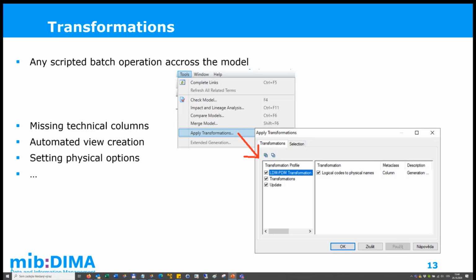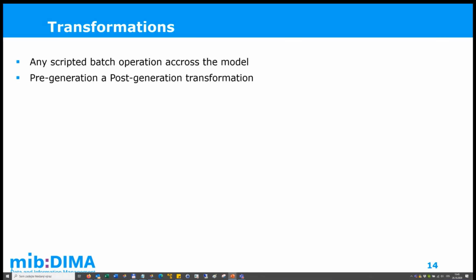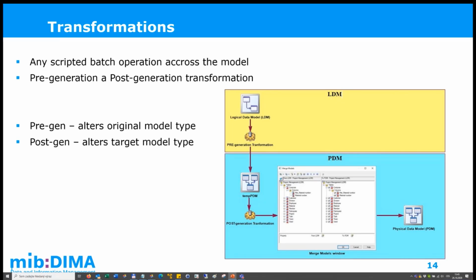My example will show you the second option, how you can apply transformations, and I believe it is not so widely known, and I believe that all of you who are using both logical and physical data models will appreciate this knowledge. It's about pre-generation and post-generation transformation. What does that mean? It means that when you have a logical data model and you have already generated a physical data model of that logical data model, and now you made some modifications to your logical data model and you want to apply those changes to your physical data model.